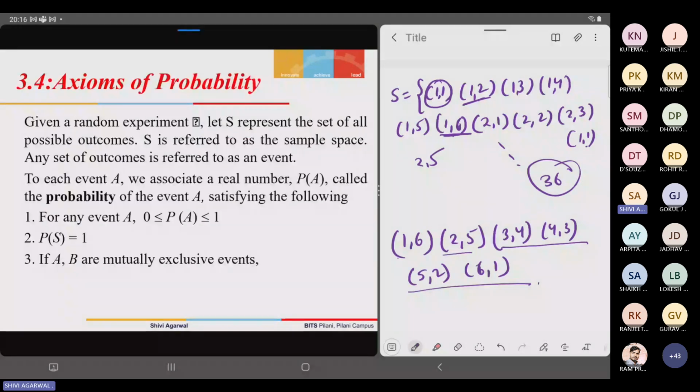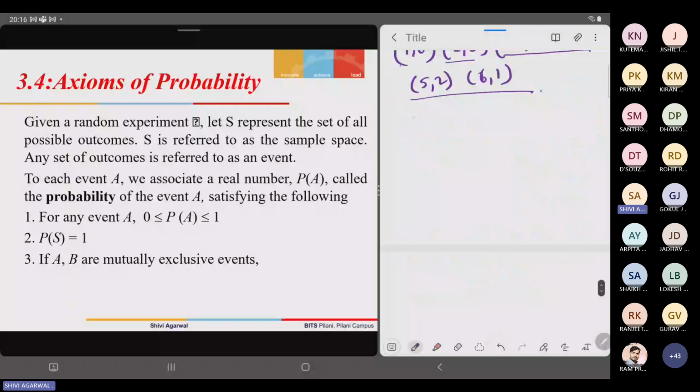So after doing this, now you have got all the things. So three methods we have done to calculate the probability. One is personal, second is relative, third is classical. Most of the time we are using the classical.